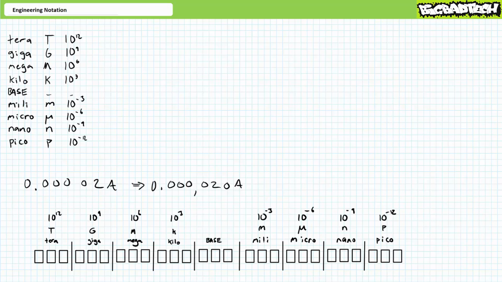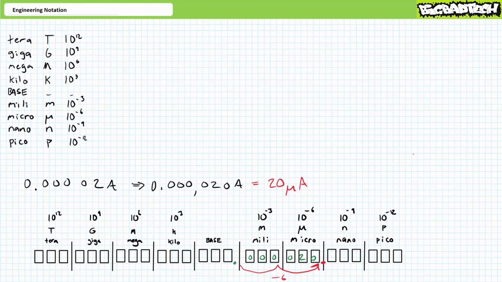Our number of interest is now 0.000020 divided into 2 groups of 3. As previously, if we overlay the number on the vertical columns associated with each engineering prefix, we see it's inside the micro range. If we move the decimal place right 6 spaces, or negative 6 spaces if you will, it gives us a coefficient of 20, i.e. something 1 or greater and less than 1,000. A 6 decimal point jump right is a micro, so this number might be more compactly expressed as 20 microamps.